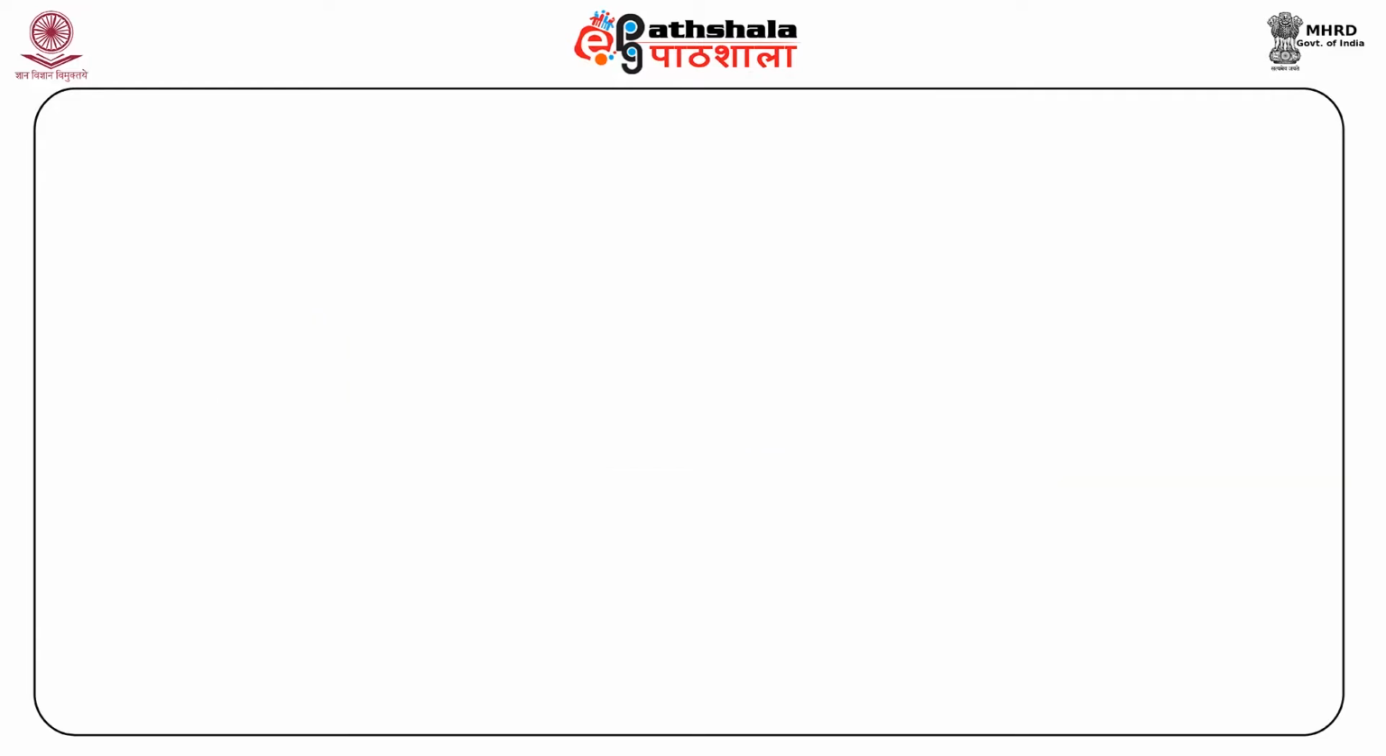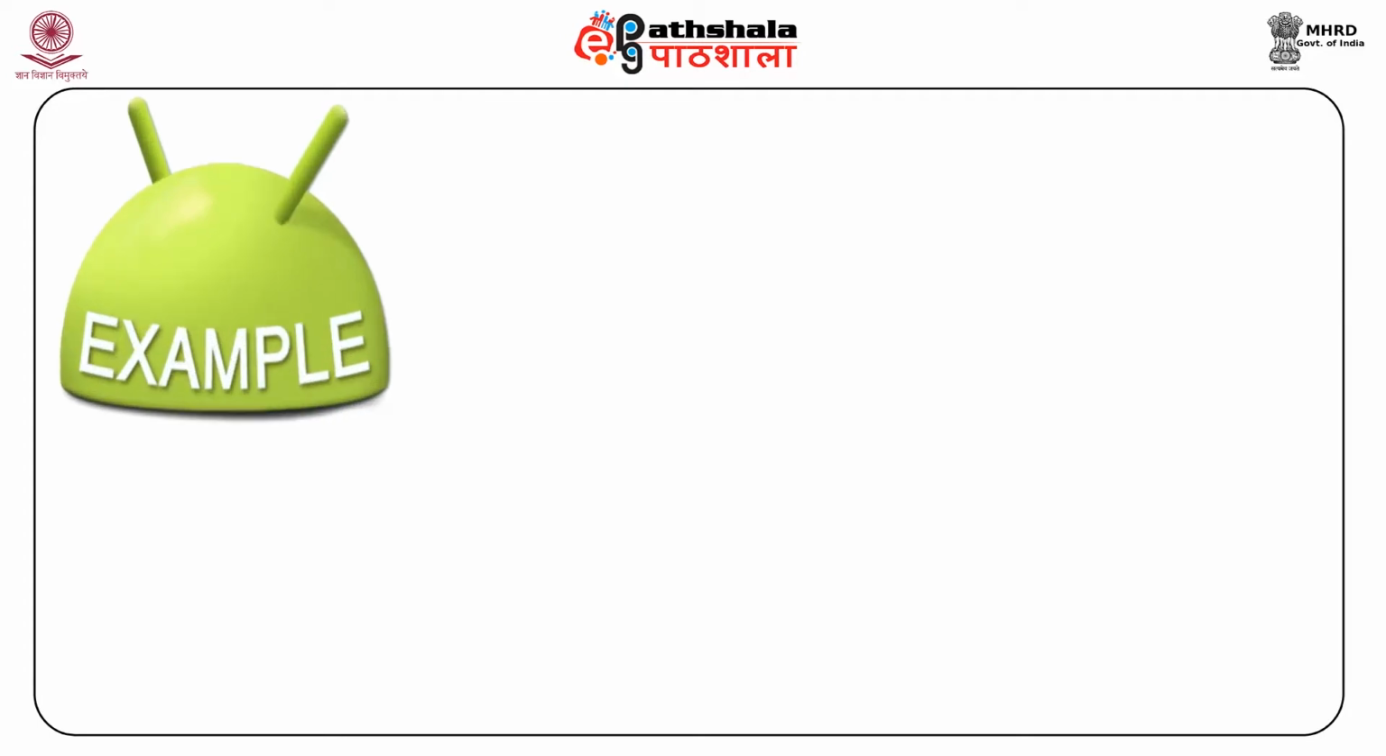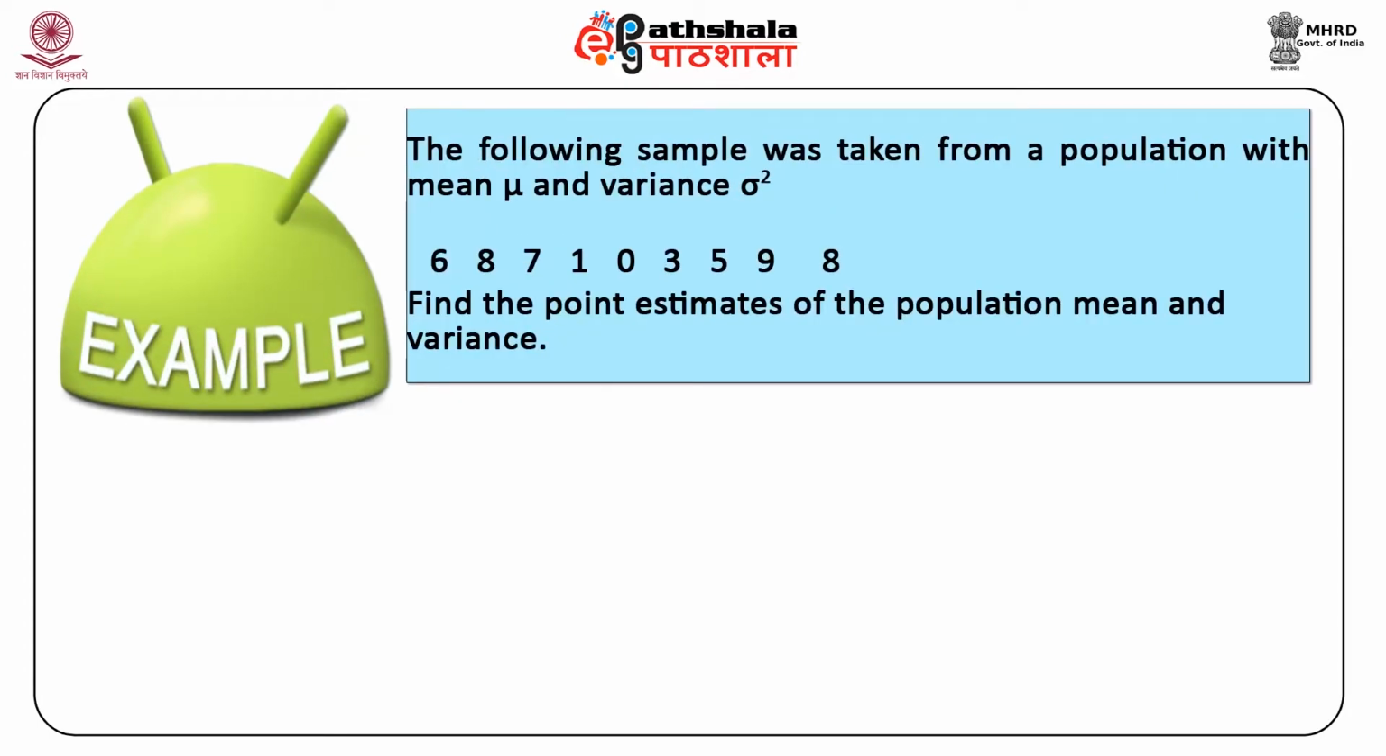This can be explained with the help of an example. The following sample was taken from a population with mean mu and variance sigma square. The sample consists of the values 6, 8, 7, 10, 3, 5, 9, 8. The question is, find the point estimates of the population mean and variance.